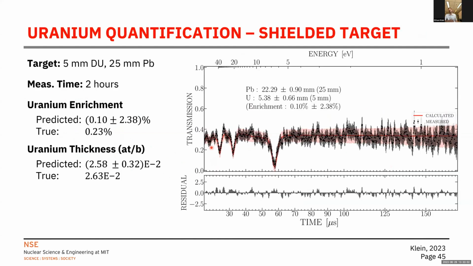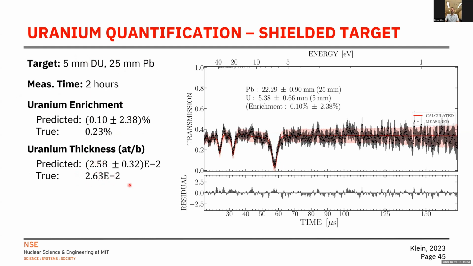So what can we do? We can go through that whole fitting process I discussed before, where you'd want to go ahead and infer the target composition. I have a lot of information here, but I just want to focus your attention on a few things. On the left-hand side here, we show the uranium enrichment and the uranium thickness, and we're comparing predicted versus true for a 5 millimeter depleted uranium target with a whole inch of lead shielding. And what you see is we predict the uranium enrichment to be 0.1%, which matches the true value within uncertainty bars, and the same goes for the uranium thickness.